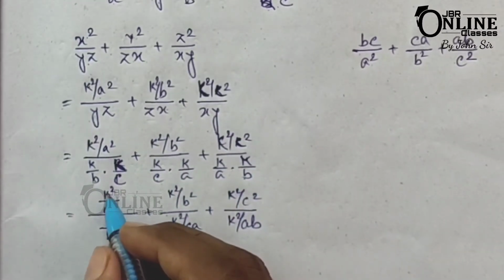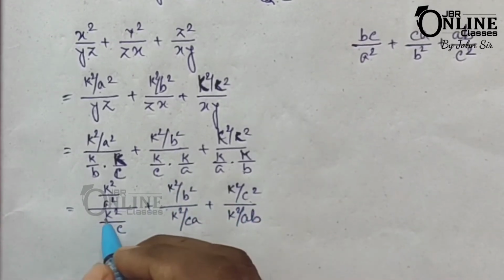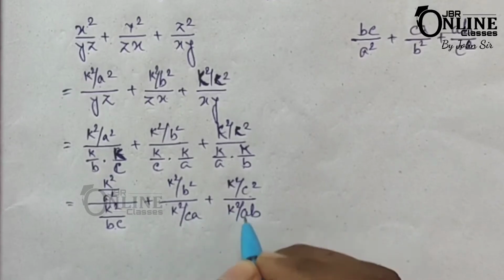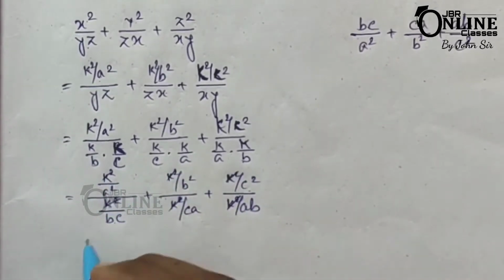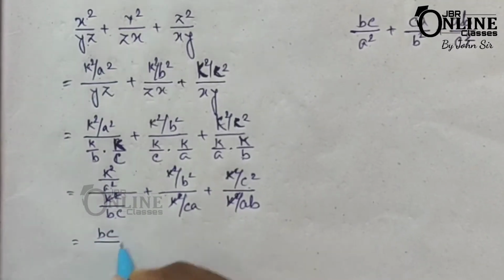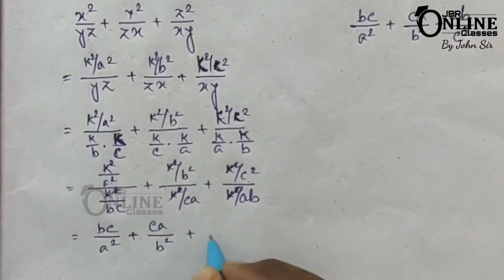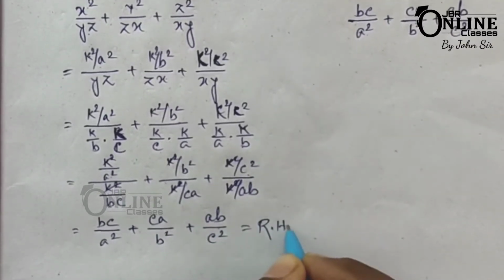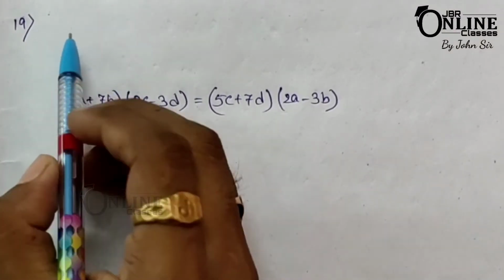So here finally k square by a square, k square by b square, k square by c square divided by k square by bc, then k square by ca, and here k square by ab. So k square will be cancelled out, so it will be bc by a square, and then ca by b square, and then ab by c square. So that equals the right hand side. So it's proved.